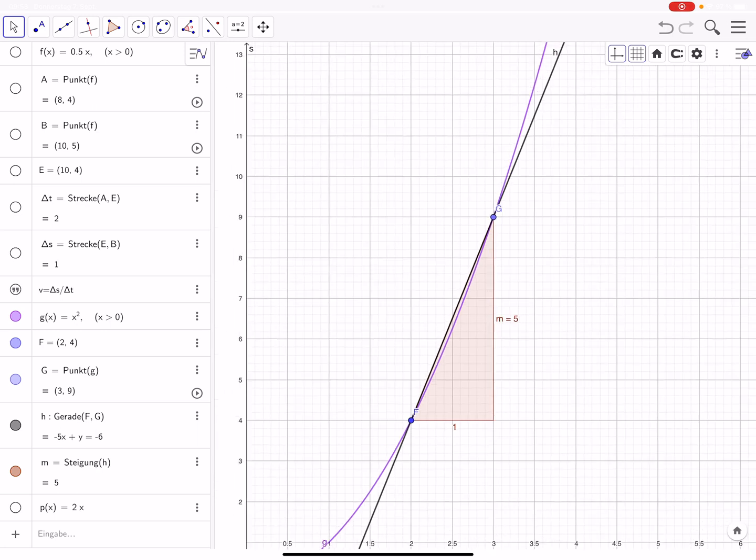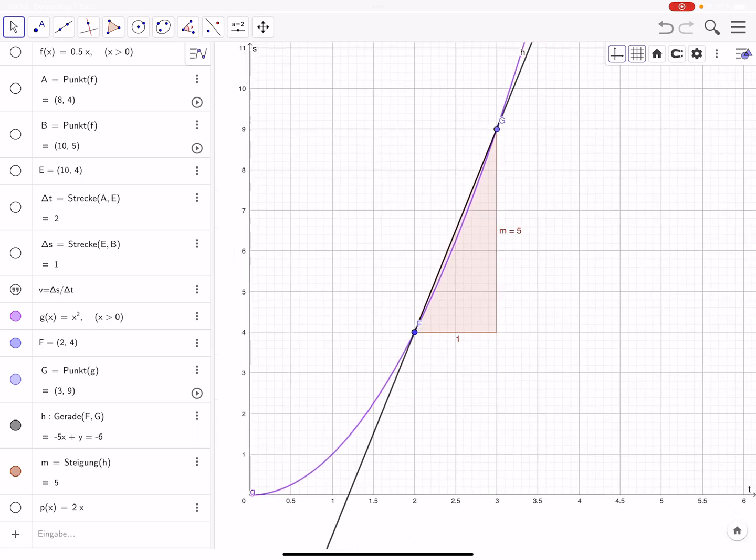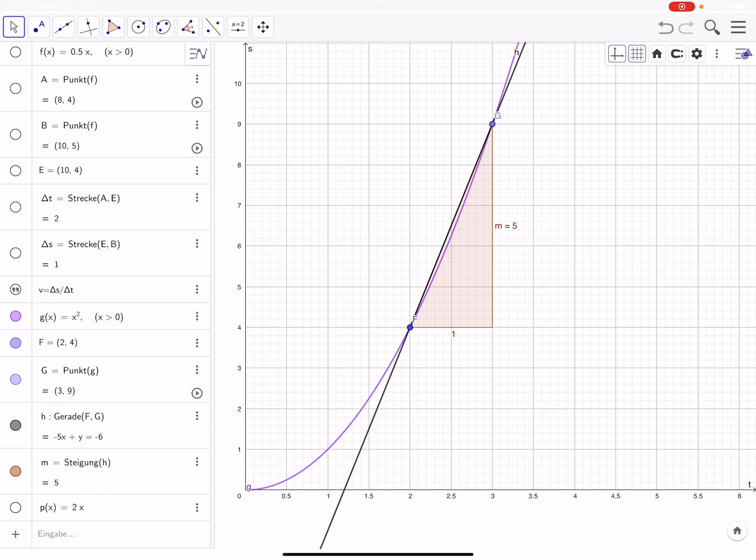because that is so. How can I explain that? Let's consider point F as the starting point and point G as the finish. And we have an object.